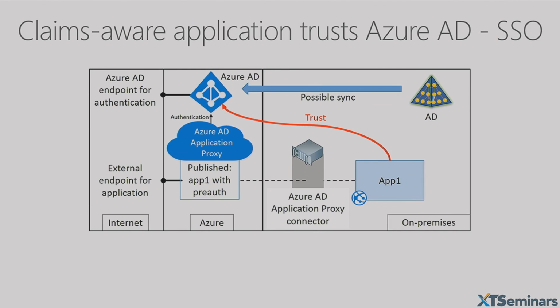So how could we fix the other one where our internal app is trusting ADFS? Imagine you've done this for a number of years now, and you've got lots of applications internally trusting ADFS, and then you've got this horrible single sign-on appearing twice.